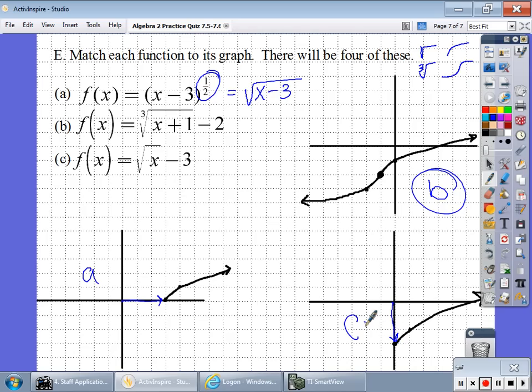Again, there's going to be 4 of these. There's going to be 2 square roots, 2 cube roots. And you're going to have to match which one is which. Okay? All right.